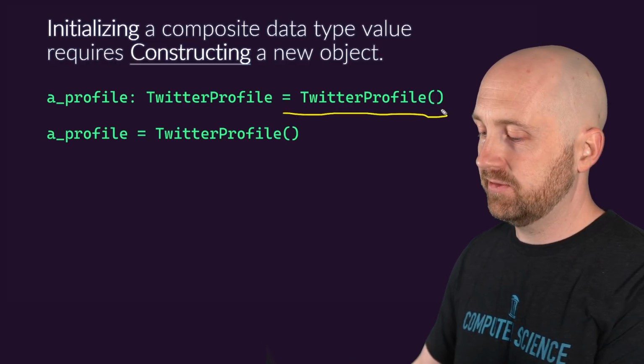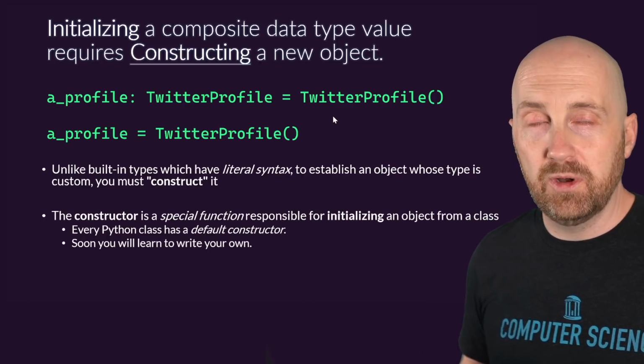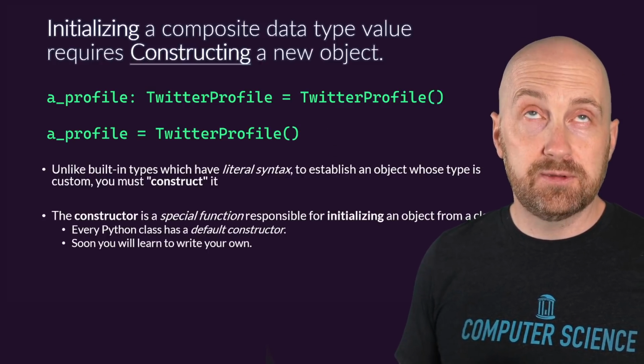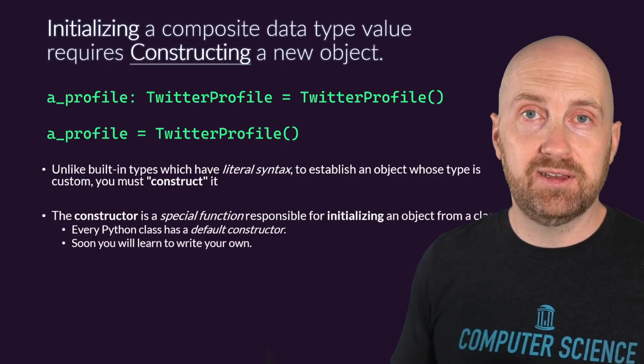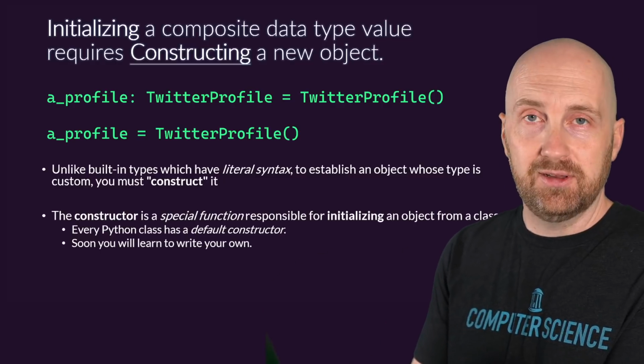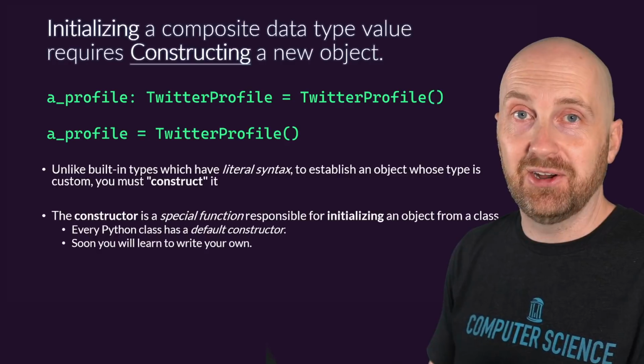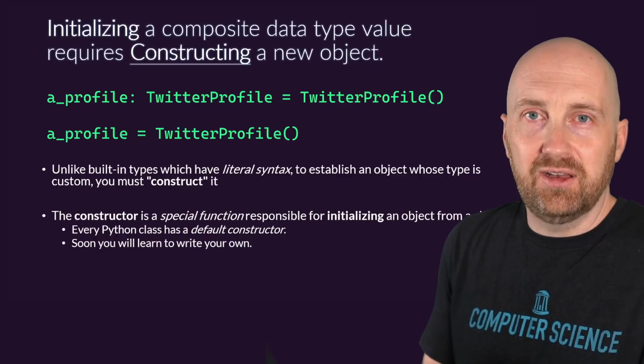And this differs from how we interact with our literals, or I should say our built-in types. So when we have an integer, we can use integer literals. We can just write a number and initialize an integer variable to a number, like x is assigned 0. We don't have to construct a number.